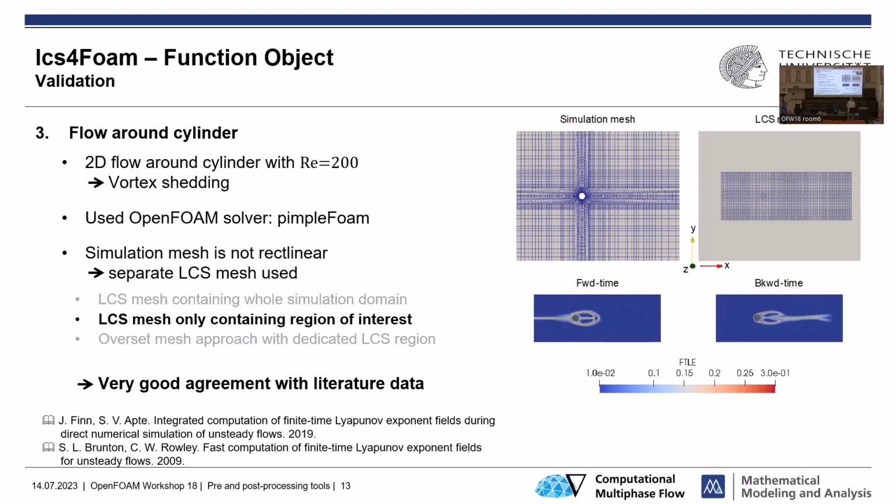Yes, there is some interpolation. You could use the same grid point, but you don't have to. You just map between those meshes by interpolating. Actually, LCS are not very sensitive to little errors in the velocity field.